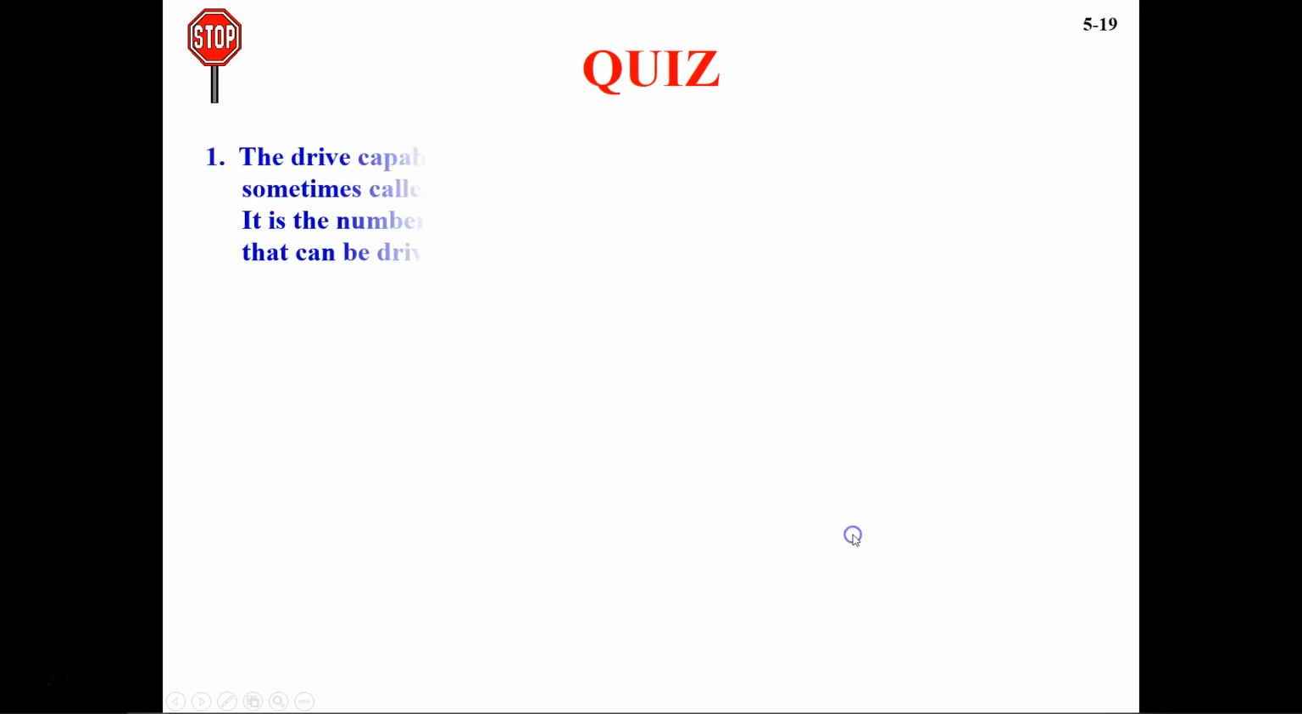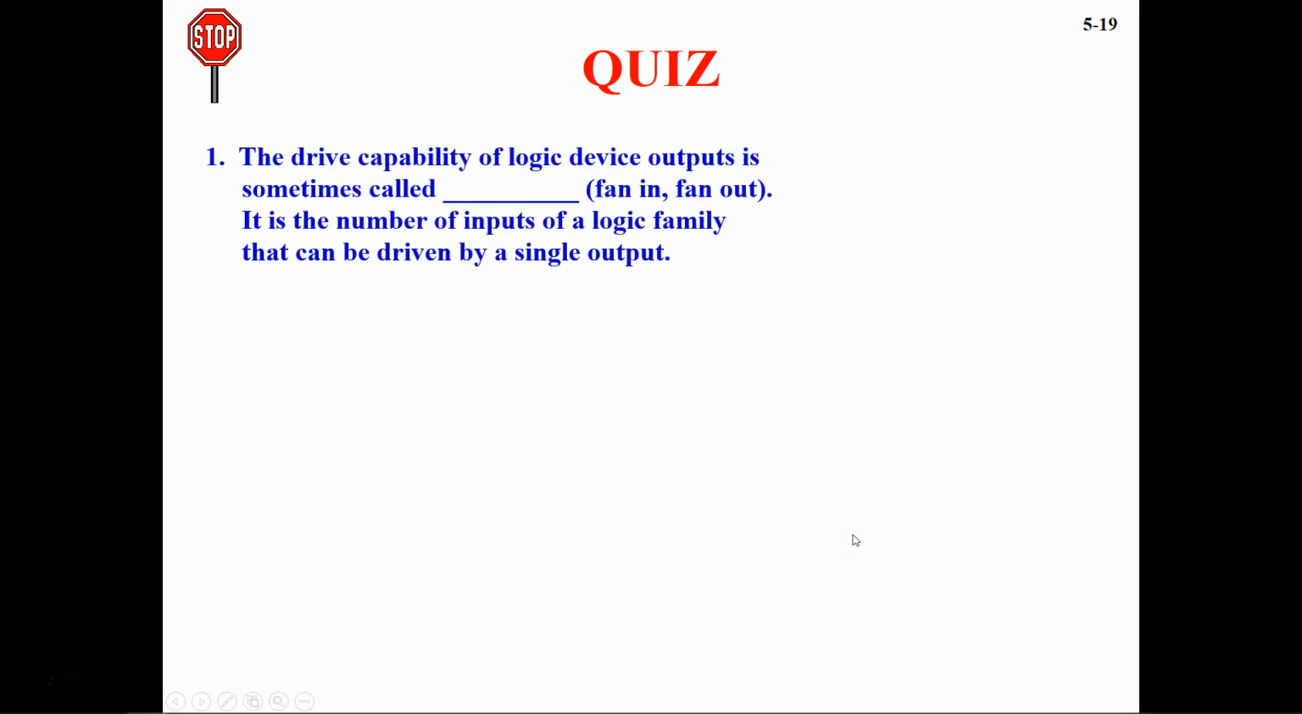Now, a few more questions. The drive capability of logic device outputs is sometimes called, is it fan in or fan out? It is the number of inputs of a logic family that can be driven by a single output. We learned that this definition belongs to fan out. So the answer is fan out.